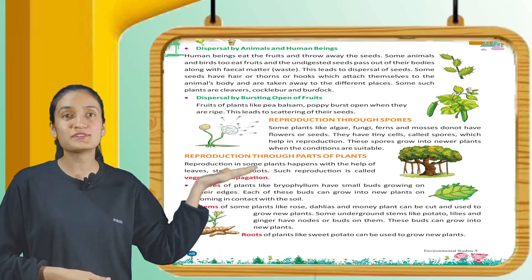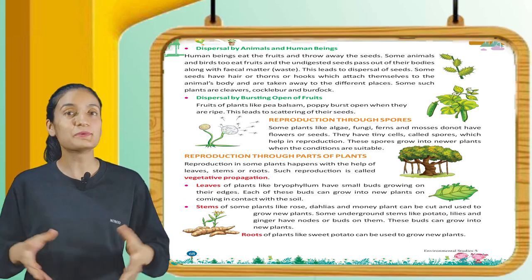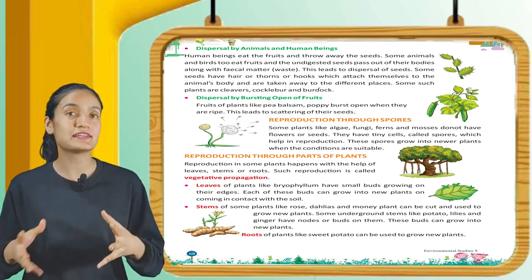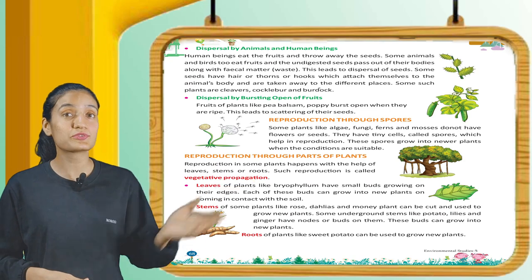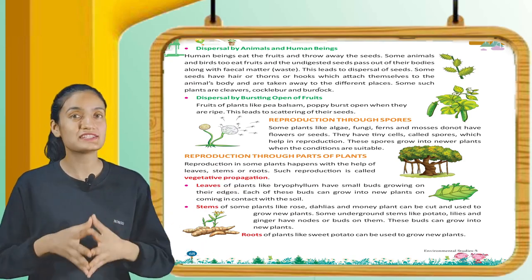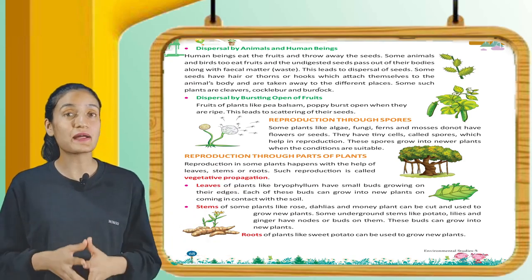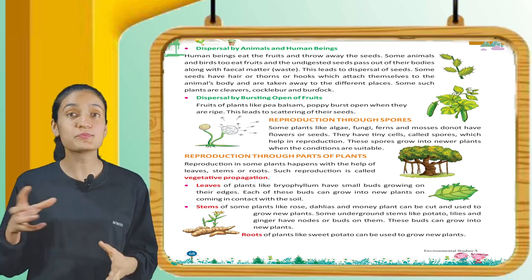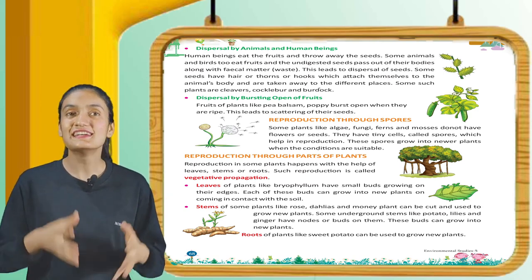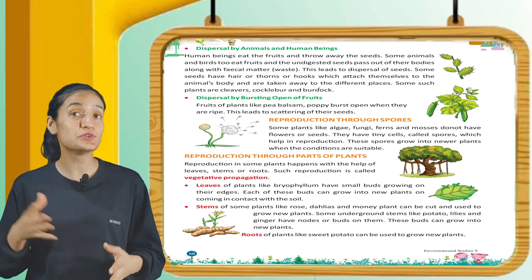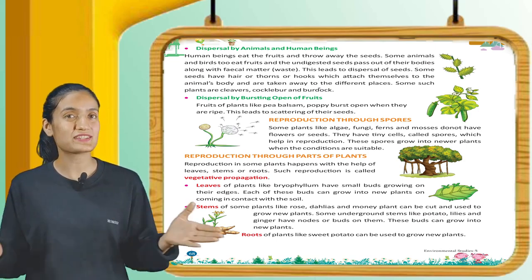Now let's see the reproduction through parts of plants. Reproduction in some plants happens with the help of leaves, stems or roots. Such reproduction is called vegetative propagation. Leaves of plants like bryophyllum have small buds growing on their edges. Each of these buds can grow into new plants on coming in contact with the soil.